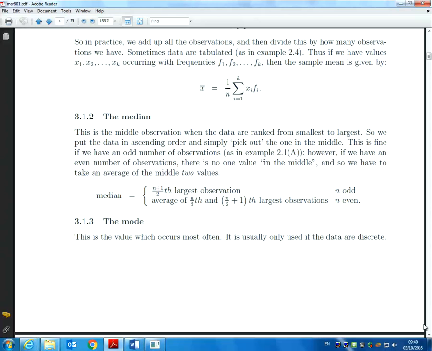Which one's the best? Which is the best average? Well, actually, there isn't a best average. If there was an average that was the best, the other 2 wouldn't exist. Okay, so they each have their own uses.